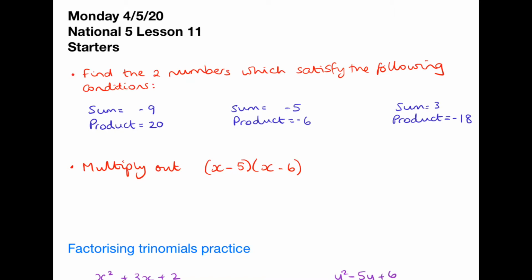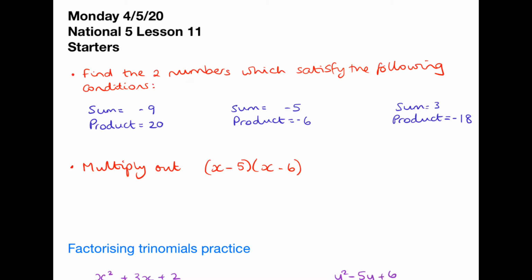Okay, right, so our starters for today are going to be helping us with our factorising. What I'm going to do today is go over factorising trinomials that combines last Thursday's and last Friday's work, so that we're using all of those stages. I'm not going to have them written down today, I'm just going to refer to them, so that we get used to practicing these.